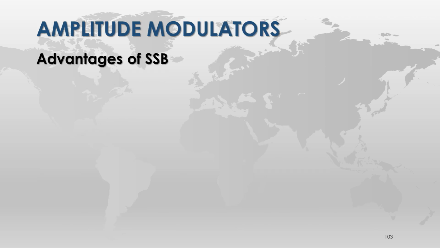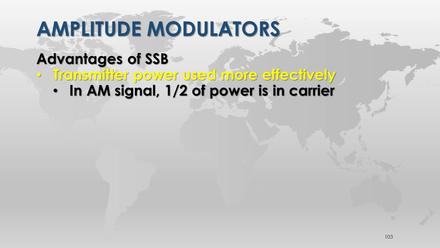Advantages of single sideband. Transmitter power is used more effectively, and that's why we like to use sideband. In an AM signal, half of the power is in the carrier. So if you've got 100 watts, the carrier has 50 watts of it. And what does that carrier do? Nothing. It's wasted. Well, you've got 50 watts left and it's split between these two sides. So each side gets 25 watts.